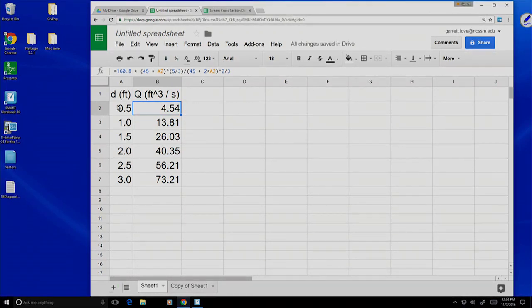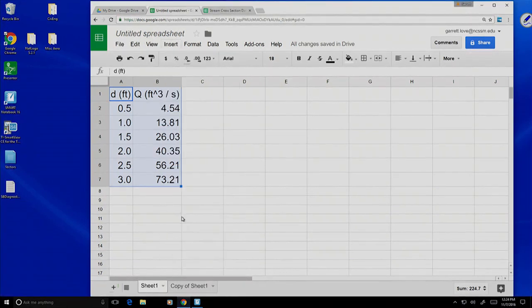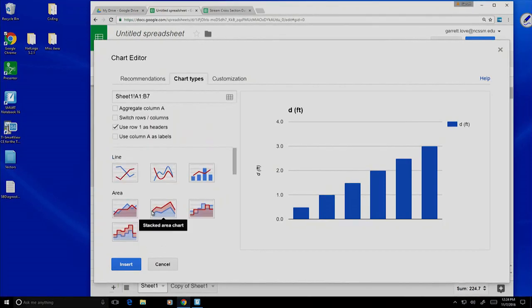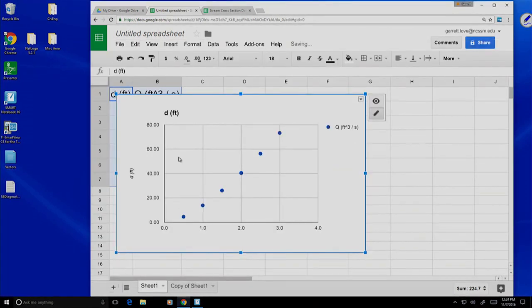Now, one of the first things I can do if I'm interested in seeing the relationship is perhaps to plot the data. And I can do that by using a scatter chart. Here in Google Sheets, there's an example of a scatter chart. Let's go ahead and insert that there.